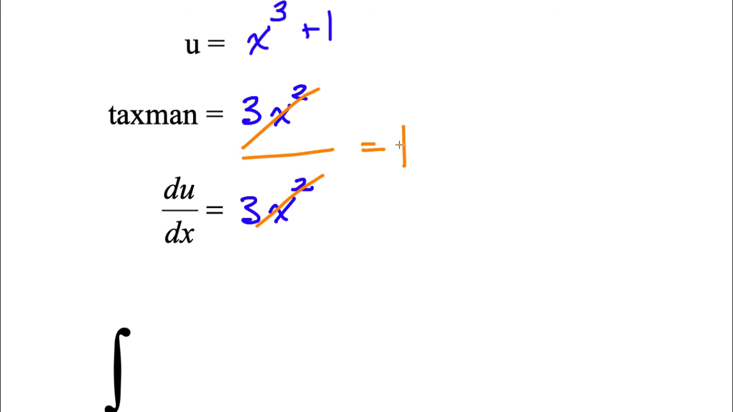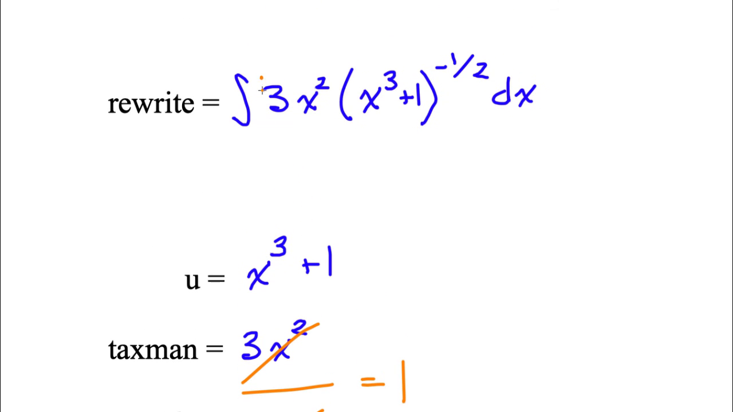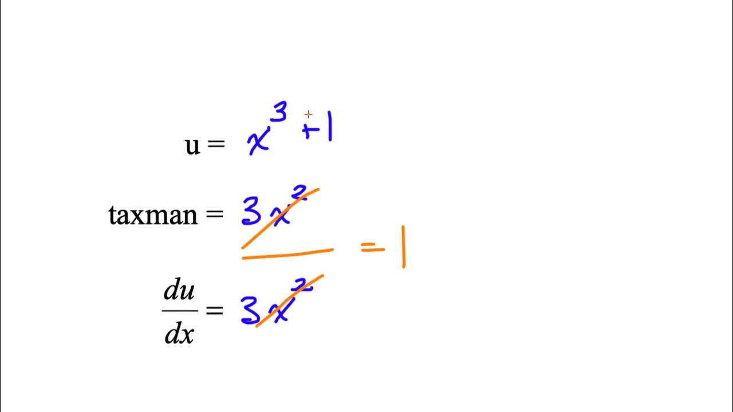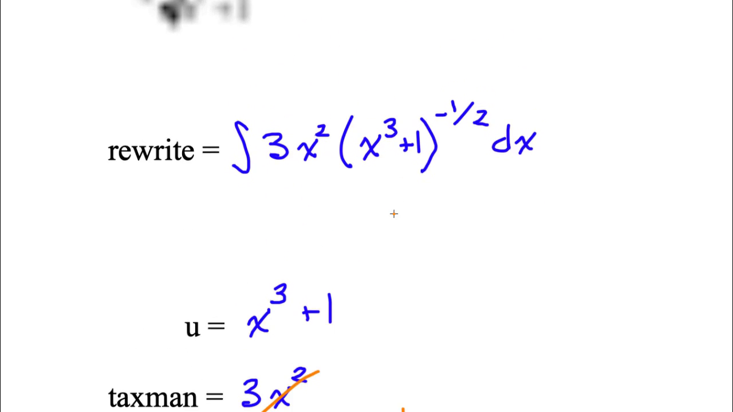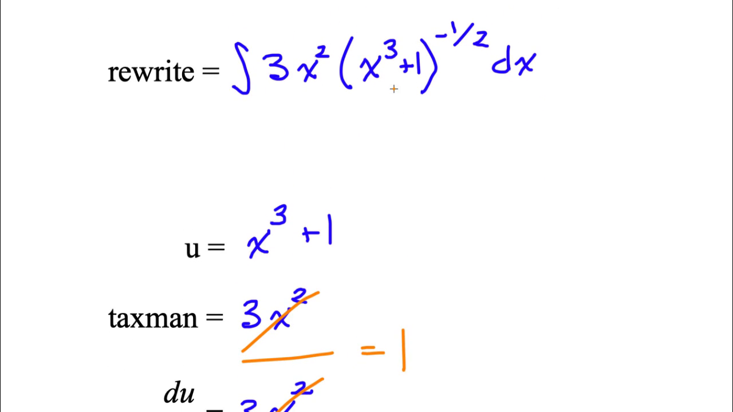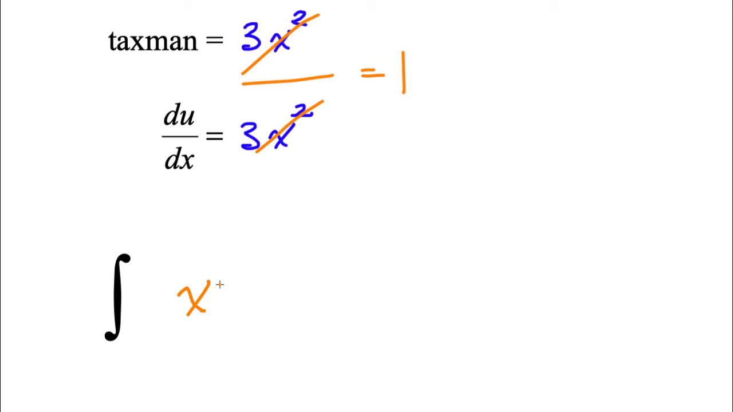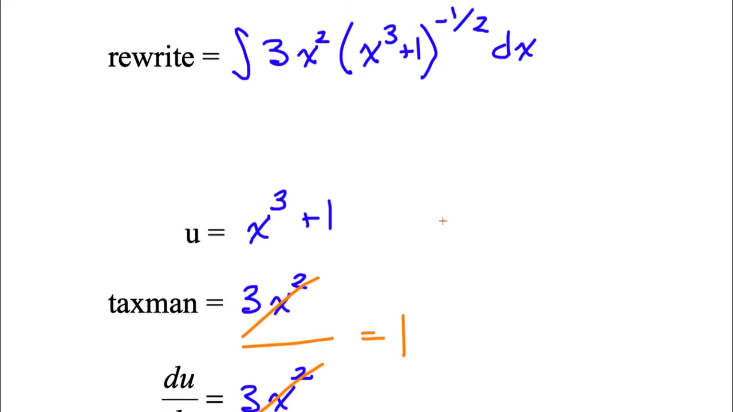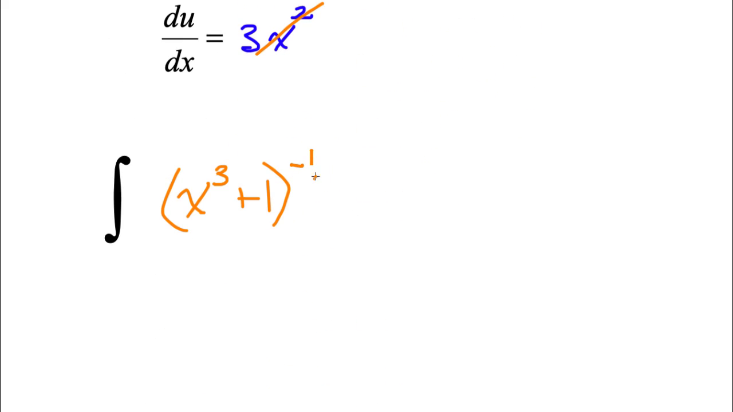We're paying taxman with 1, so essentially that's the same thing as getting rid of that 3x squared. So when I come down here and rewrite this, it is only going to be x to the power of 3 plus 1, can't say words, I will eventually pronounce things correctly, to the negative 1/2 dx. All right, let's go ahead and take the antiderivative.